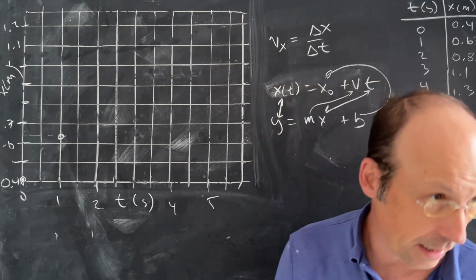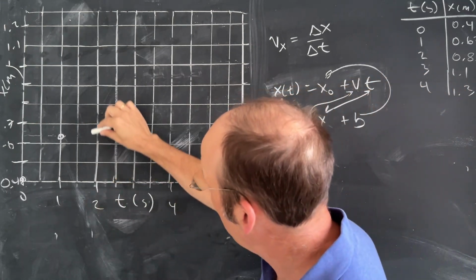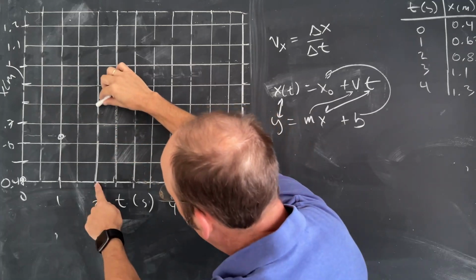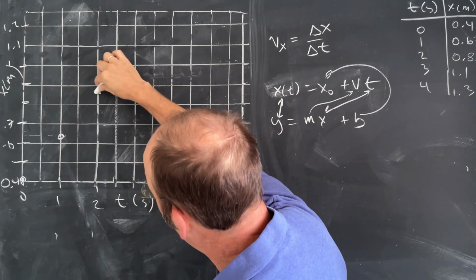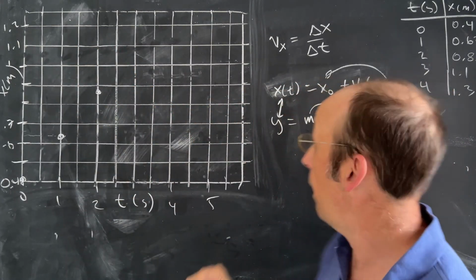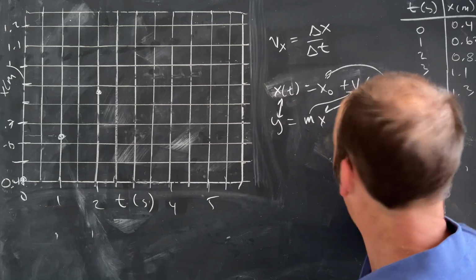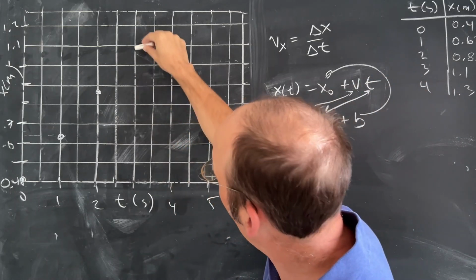Next, I have 2 and 0.86. So 2, and then there's 0.8, and then halfway would be right there, so it's a little bit more than that. That's not the perfect one, but it's okay. It's just for fun. And then I have 3 and 1.1. So here's my 3. There's 1.1 up here.